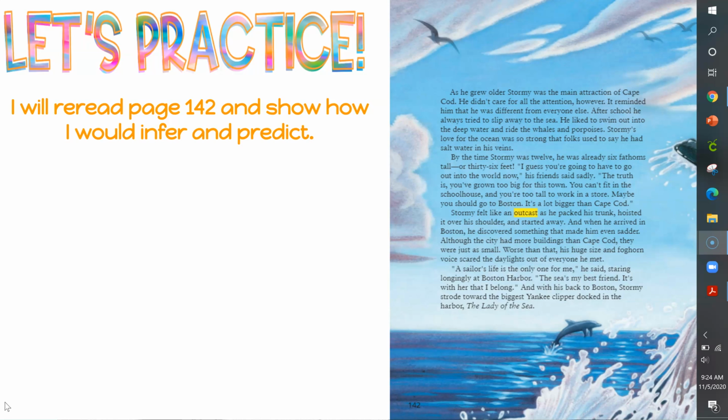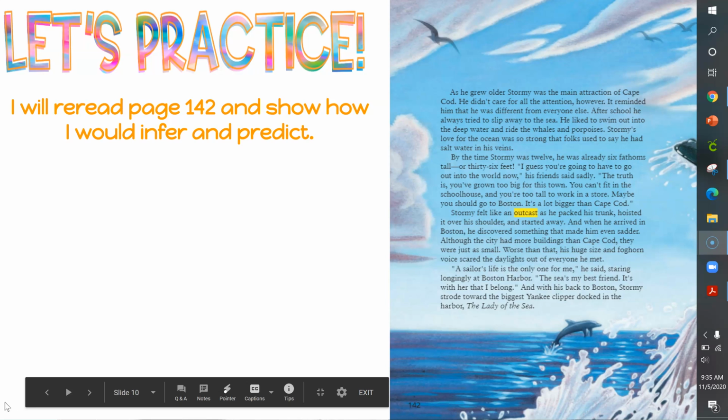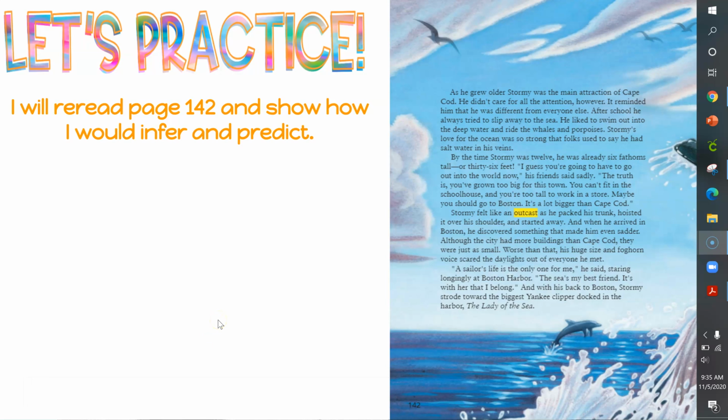"A sailor's life is the only one for me," he said, staring longingly at Boston Harbor. "The sea's my best friend. It's with her that I belong." And with his back to Boston, Stormy strode toward the biggest Yankee clipper docked in the harbor, the Lady of the Sea.